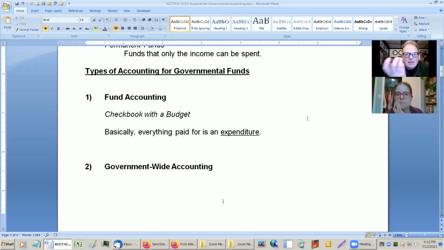But that's basically the idea, that the budget is attached to the checkbook, and you can't go over the budget, but you also can't go more than is in the checkbook. You can't bounce checks. So it's a checkbook with a budget. There's a budget, and again, everything is an expenditure. Everything is in the current year. It's a budget for 1 year, and that's all it is. It's a legal 1 year budget, basically, is what you're talking about.